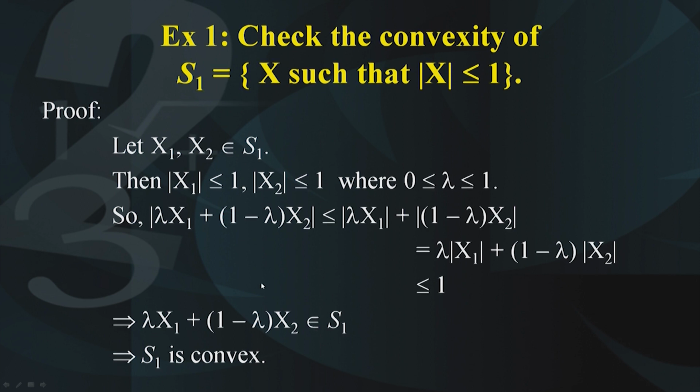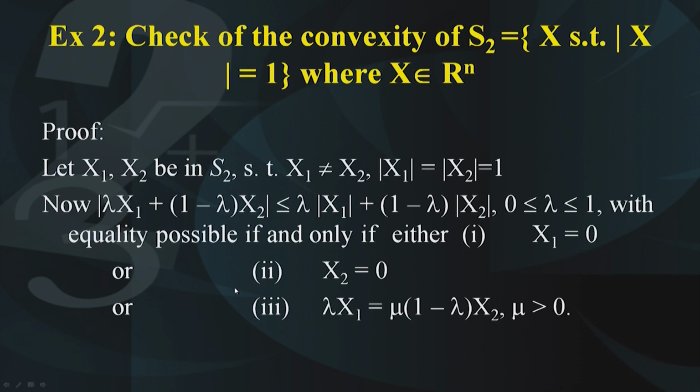So, what we have done is we have shown that lambda x1 plus (1 minus lambda) x2 belongs to the set S1, because its modulus is less than or equal to 1, and according to the definition of the set S1, this point also belongs to the set S1. Therefore, S1 is convex.